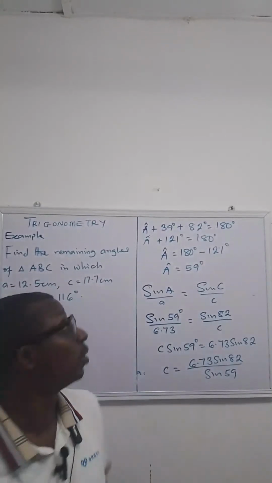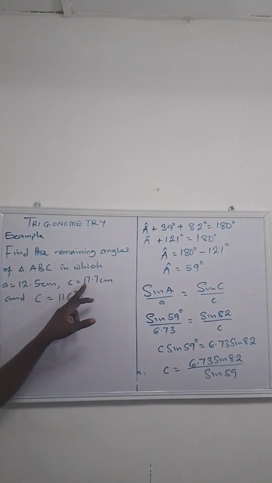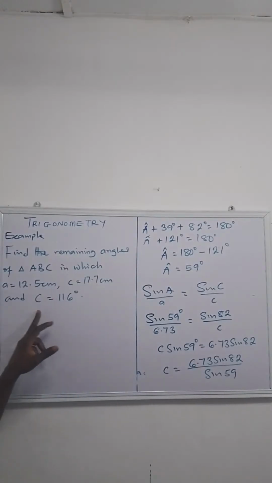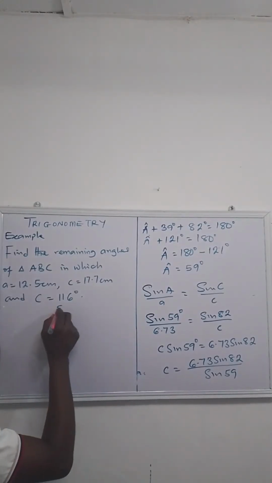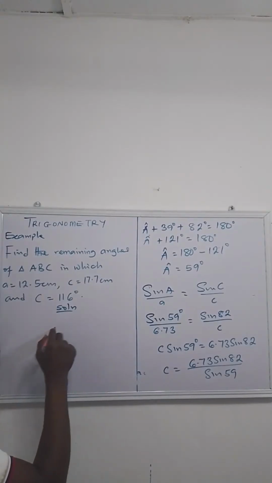So you have to find the remaining angles of triangle ABC in which we have side 12.5 centimeter, side 17.7 centimeter, and angle 116 degrees. So now the first thing is to sketch the diagram. Let's sketch the diagram. So we have it this way.